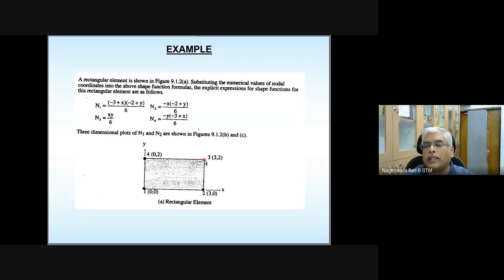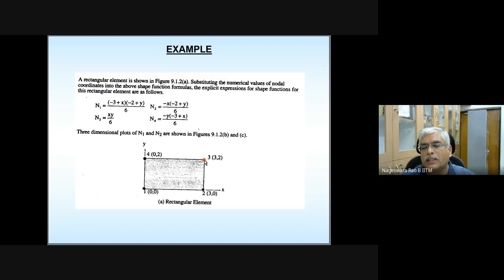So there are 2 points. The shape function of any node is going to be 0 at all other nodes. And the shape function value of any node is going to be 0 along the edges of which it is not a part. Okay, so these are the 2 points you need to keep in mind.